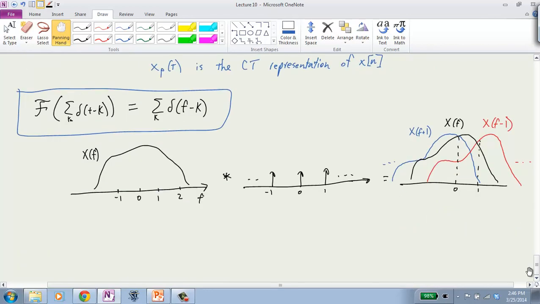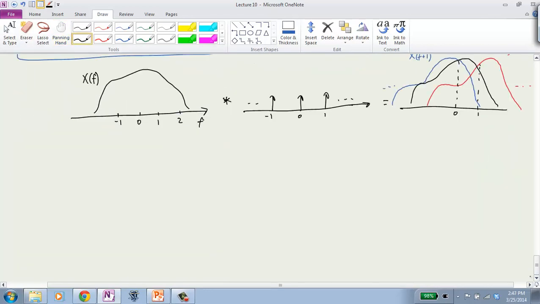Okay. So the key idea here, if you want to be able to reconstruct, is this. Suppose x of f looks like this. Suppose that it's between, let's say, a half and minus a half in frequency. It's band limited.